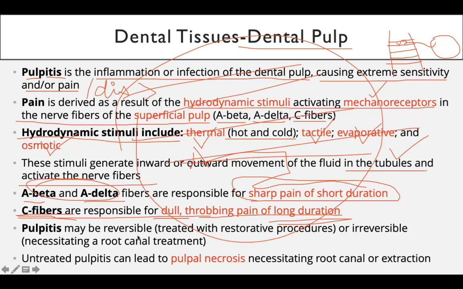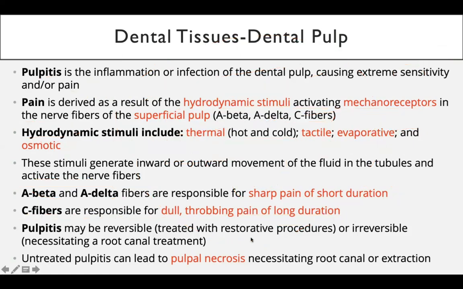Okay, pulpitis may be reversible, treated with restorative procedures, or irreversible, necessitating a root canal treatment. So cavity formation involves everything deep down to the pulp. We will study this later in the lectures. Then the teeth cannot be saved, and we need RCT, root canal treatment. But if it is reversible, we can do some restorative procedures: remove the plaque, remove the caries, remove the bacteria, clean it, give some medicine, cover it, cap it.